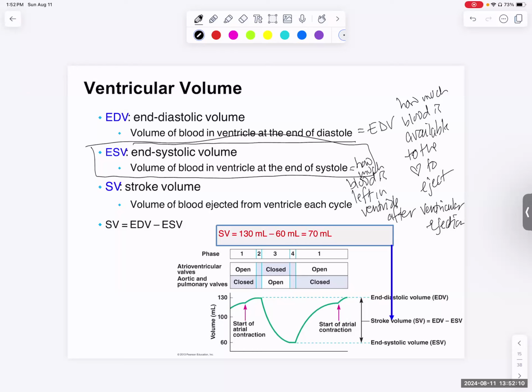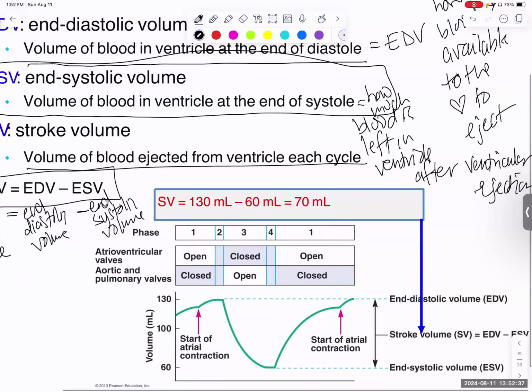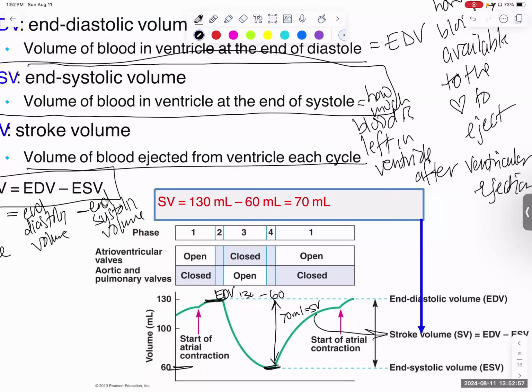So your stroke volume is the volume of blood ejected from the ventricle in each cycle. And here is the formula. Stroke volume is end diastolic volume minus what's left after systole, which is end systolic volume. And you get a volume of blood. And so you can see here, if your end diastolic volume is 130 and your end systolic volume is 60, that means you ejected 70 mLs, which is your stroke volume. So you can see the numbers here.